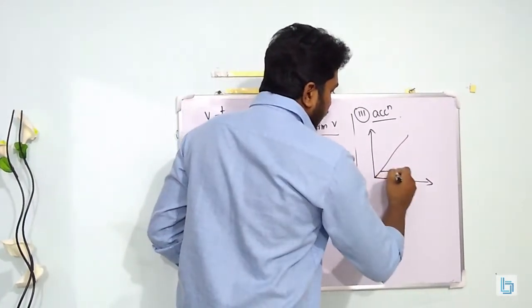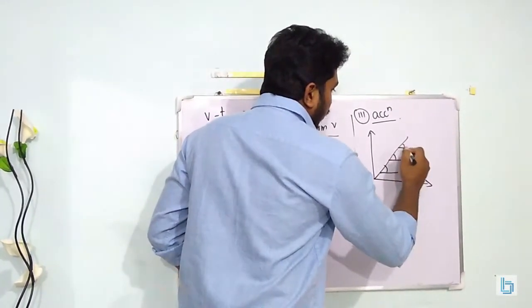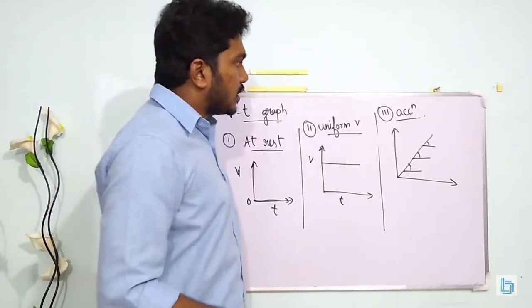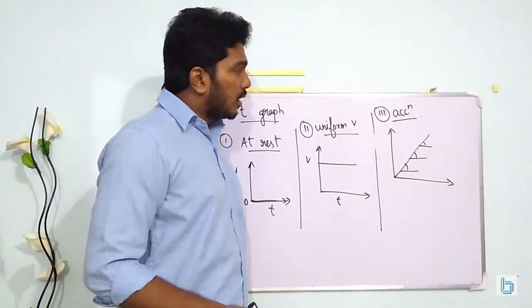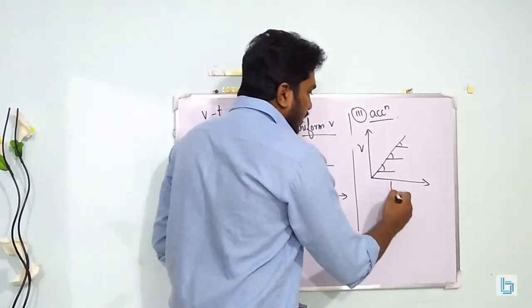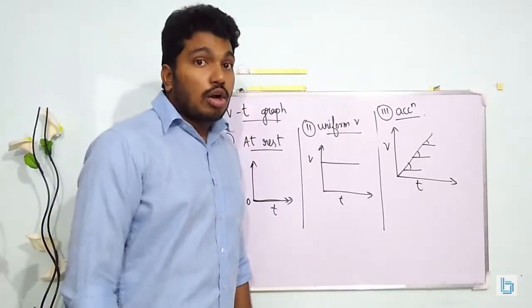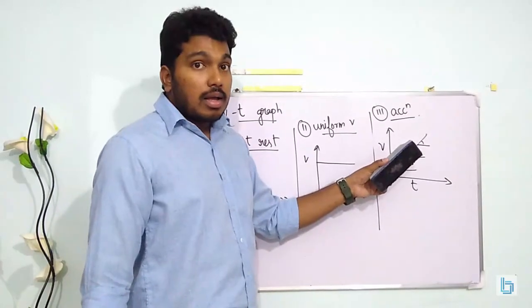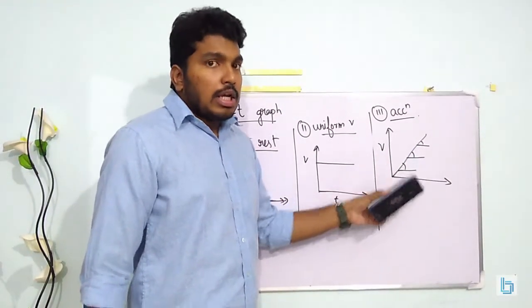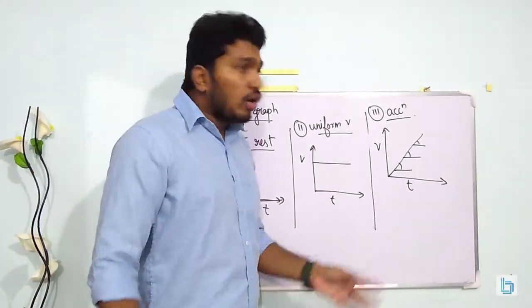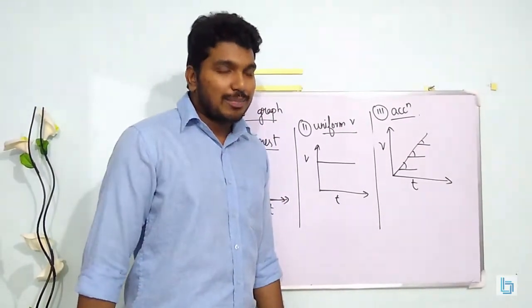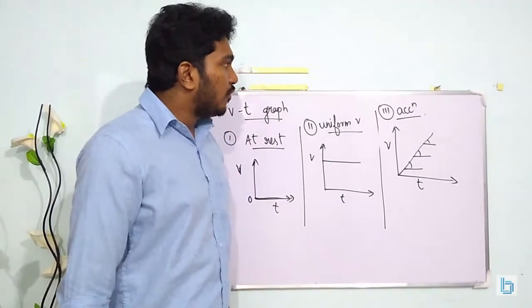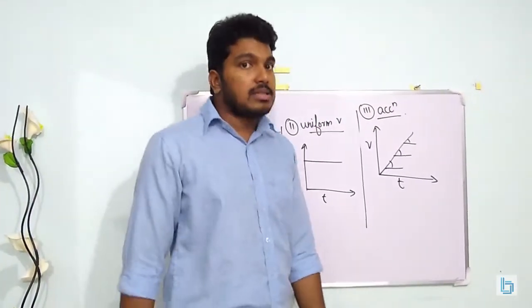As you can see, we can take a slope over here, and the slope is constant, which means the acceleration is constant. So this is a VT graph representing a body moving with constant acceleration. Now, the graph need not always start from the origin. It can start from any other point. No issues like that. So this is a case of an object moving under constant acceleration.